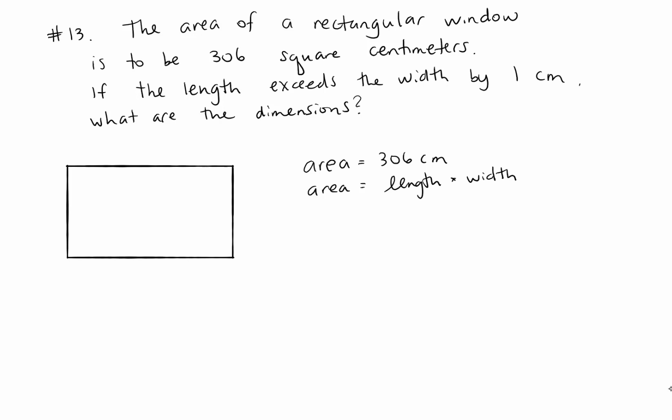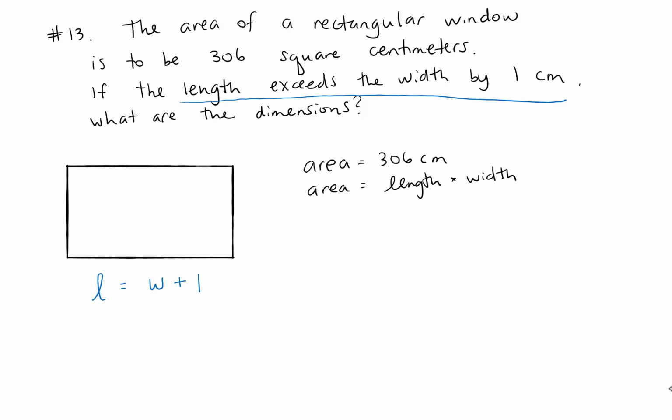Now it does give us a hint also in the next sentence. It says if the length exceeds the width by 1 centimeter. We're going to take that sentence and turn it into an equation. So if the length is the width plus 1 centimeter. So we took all of that sentence and we translate it into math.